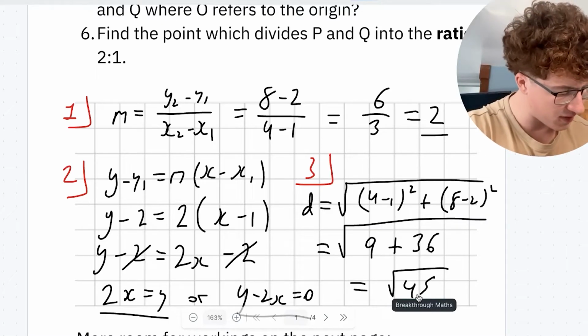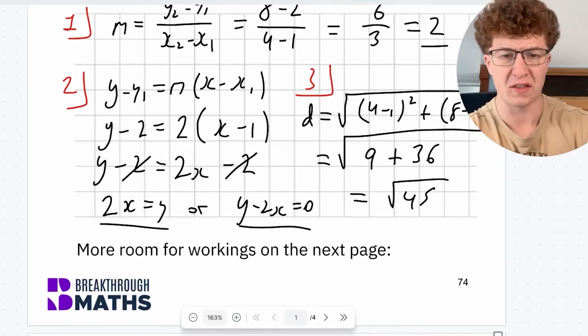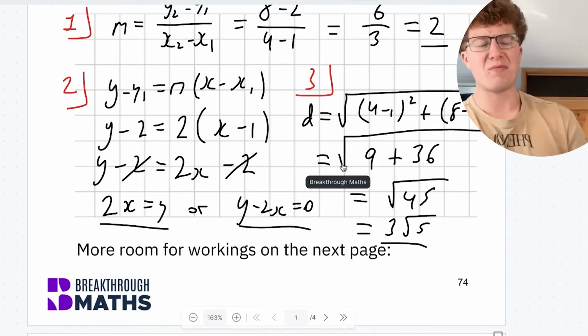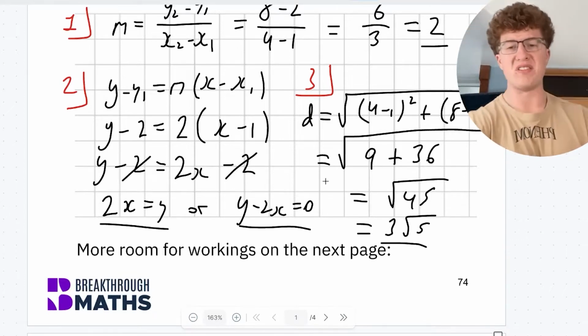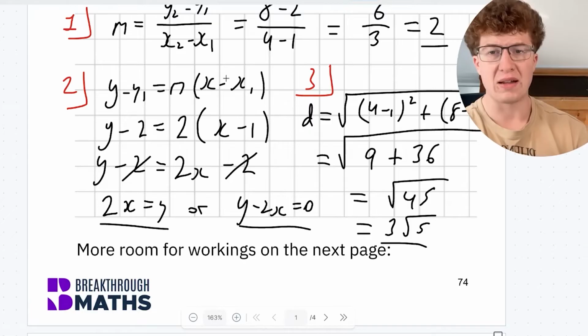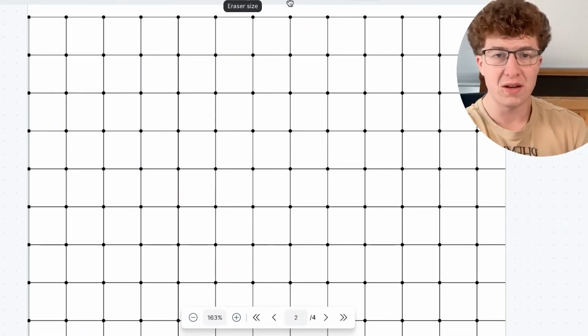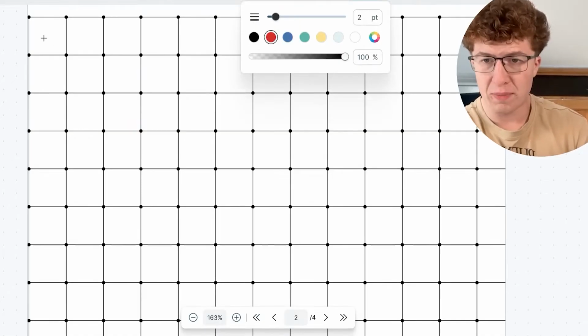And can we simplify that? That can be simplified to 3 root 5. So there we go. We have the distance between the points, or the length of the line between the points. We have the equation of the line, and we have the slope of the line. The next thing now is going to be the midpoint between them. So, on to part 4.